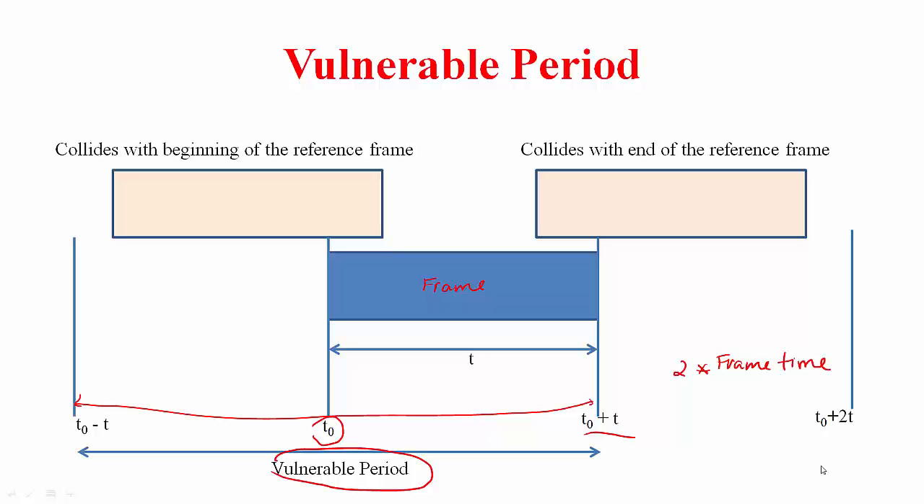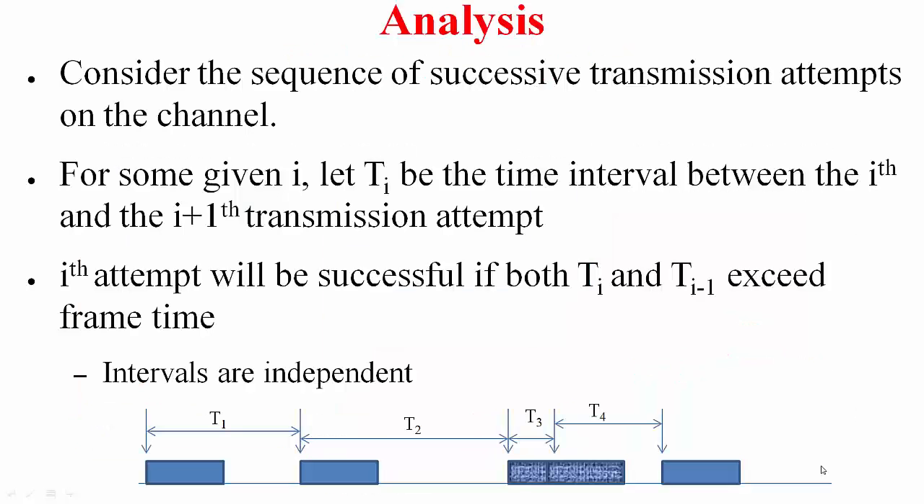So with this in mind, let's look at the analysis. Let's look at the transmission attempts that are being made on the channel. That is being represented by these arrows. By the way, these attempts can be old packets being retransmitted or new arrivals. And I'm using this notation Ti to represent the time interval between the ith and the (i+1)th transmission attempt. So this is T1 between the first attempt and the second attempt. T2 is between the second attempt and the third attempt, and so on and so forth.